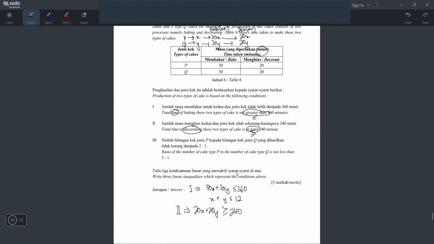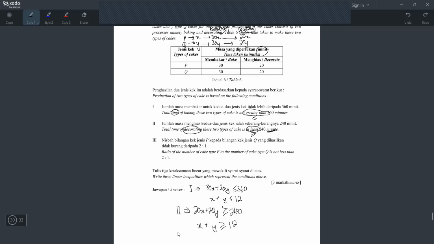And by the way, it's already in minutes. Can you see? This one also minutes, so no need to care about the unit. No need to convert anything. Boleh kecilkan also. Bahagi 20x, bahagi 20y, bahagi 20. Bahagi 20, what is it? 12, right? Yeah, so that's the second inequality.